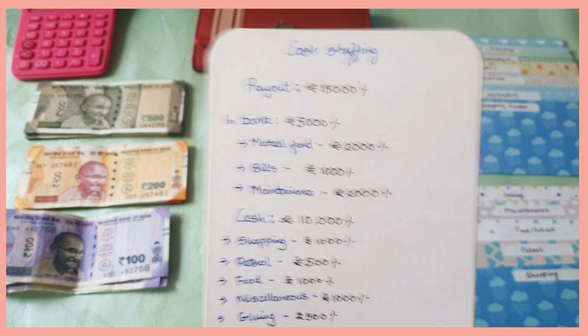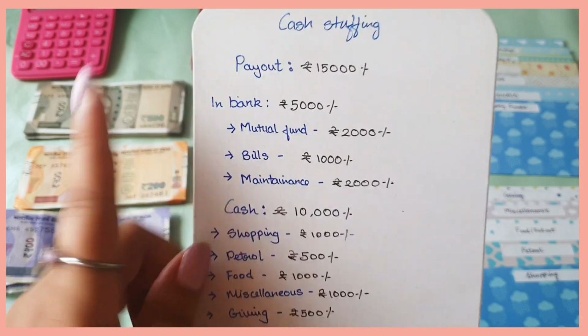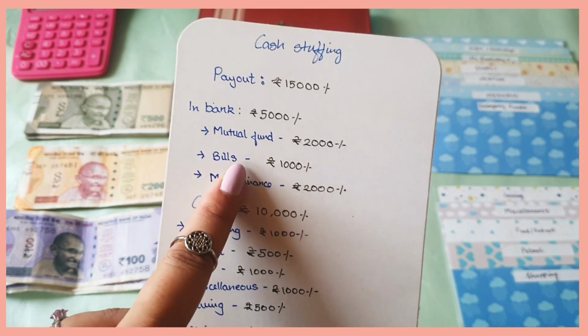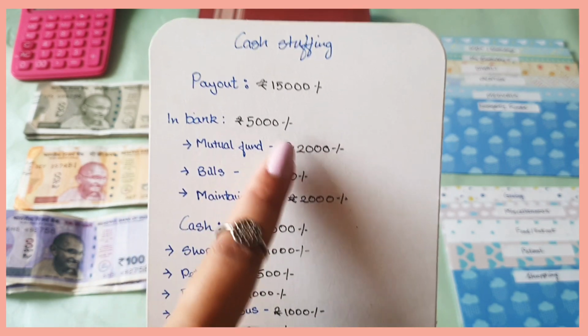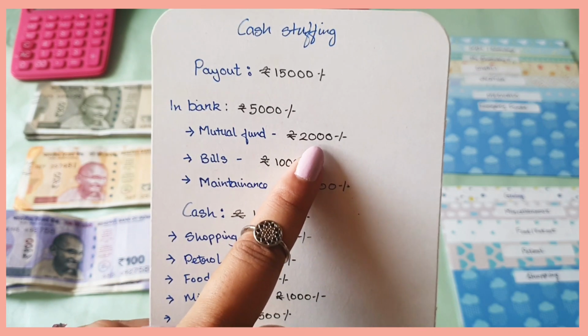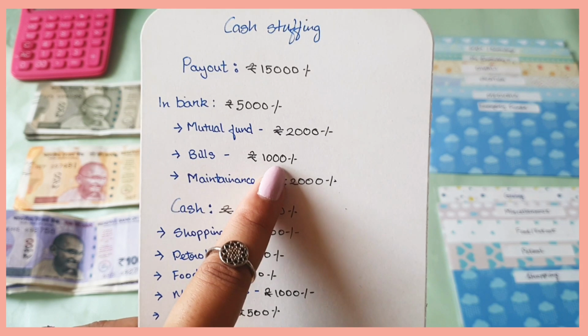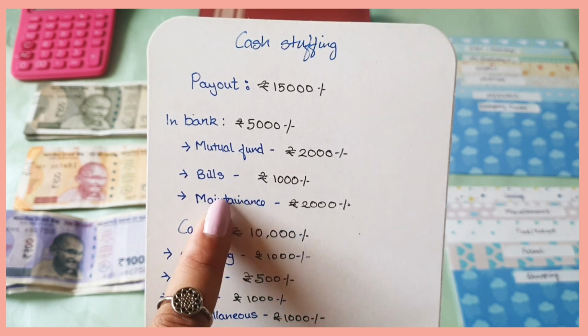So payout is basically your salary. For example, over here I've taken 15,000 rupees as my salary, out of which the first category is in bank. How much money you'll need in bank every month. I've written 5,000 because 2,000 will go in my mutual fund, 1,000 for bills like mobile bills, and my bank has to be maintained. My bank account needs at least 2,000 rupees every single month to be functional. So 2,000 rupees will go there.